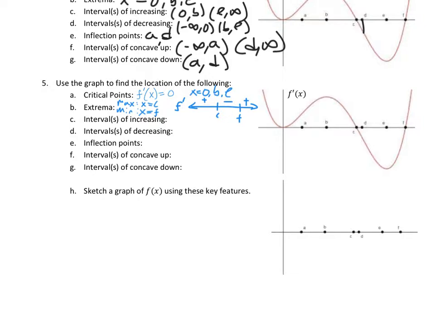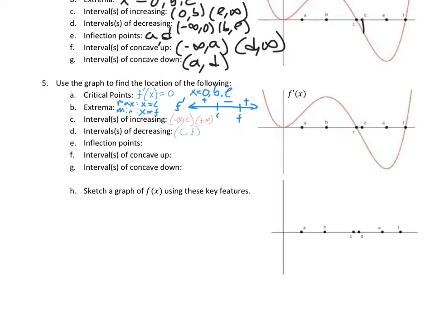Now, intervals of increasing and decreasing. Let's see here. We're increasing. Let's use our number line. So we're increasing from negative infinity to c, and then we're increasing from f to infinity. Where are we decreasing? That's when the derivative is negative, and so we're decreasing from c to f. Okay.